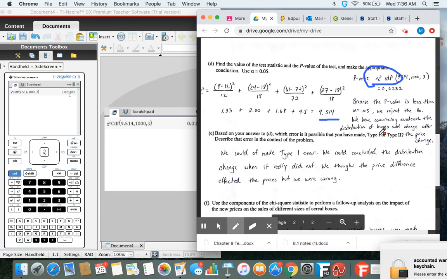It says, based on our answer, which error is possible? Well, because we came up with the rejecting of the HO, that could possibly lead to a type 1 error, which would mean we concluded that we had evidence that the price change did affect the distribution when really, it did not. Okay, so type 1 error, reject the HO, but the HO is actually true.